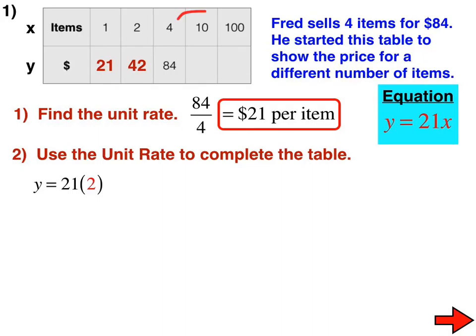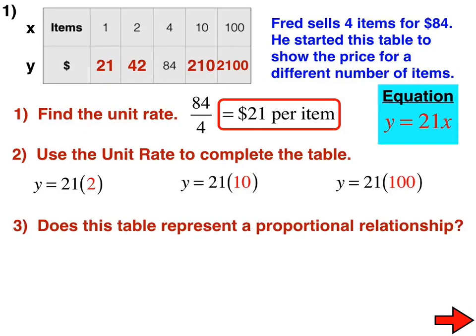How much would it cost for 10, which is an x value? I'm going to plug it into x. 21 times 10 would be 210. 100 times 21 would be 2,100. So there's several different ways you can finish filling out this table. Use the unit rate and just figure it out, or you can plug it into the equation. They gave you x values for items, so you plug that into where x is in your equation. Make sense?